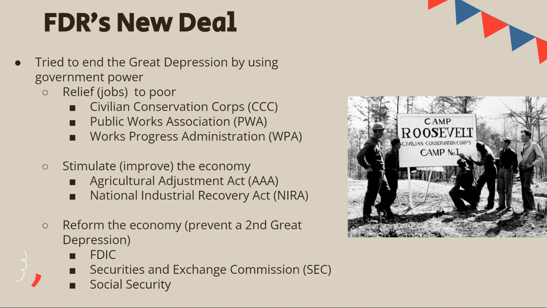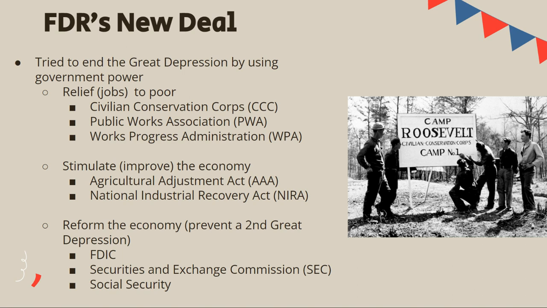So you're going to see throughout this slide a lot of acronyms. Sometimes the New Deal is thought of as alphabet soup because these are all agencies that the New Deal creates in the government to try to end the Great Depression. It's in three general categories: relief, stimulate the economy, and reform the economy. We're going to break each one of those down with some examples, and I would try to know at least one example of each one.